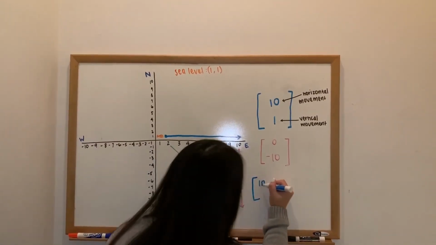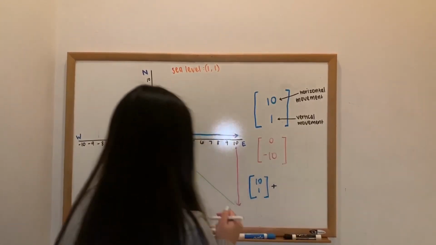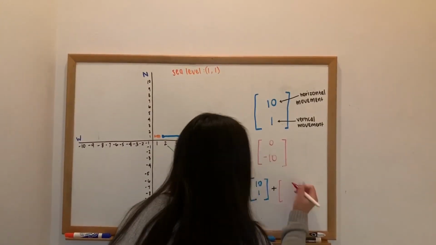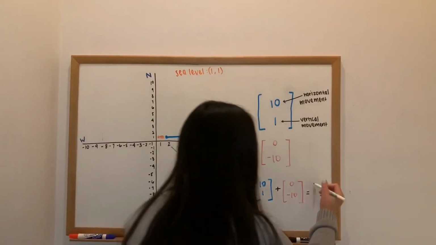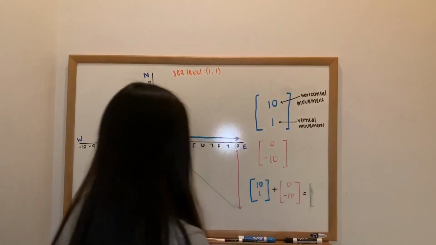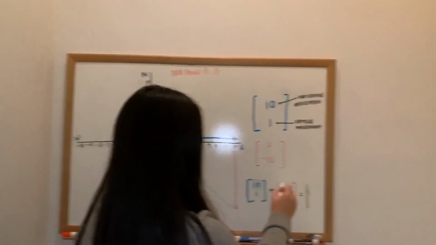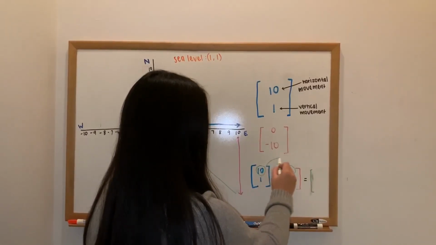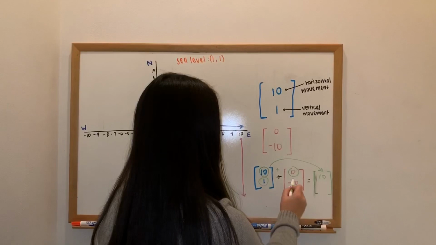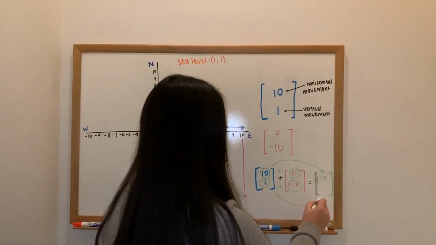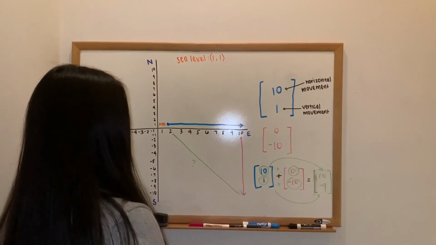The next step is to add those brackets together. So you get the blue bracket, which is our first vector, and the pink bracket, which is our second vector, and add them together to make our green bracket, which is our green vector. So what you would do is 10 plus 0, which is 10, so that would go on the top of the new green bracket, and then 1 plus negative 10. Since a positive plus a negative is still a negative, it would be negative 9 on the bottom.